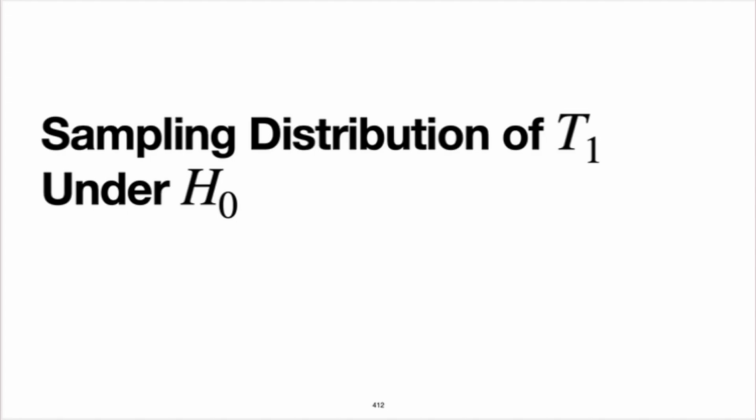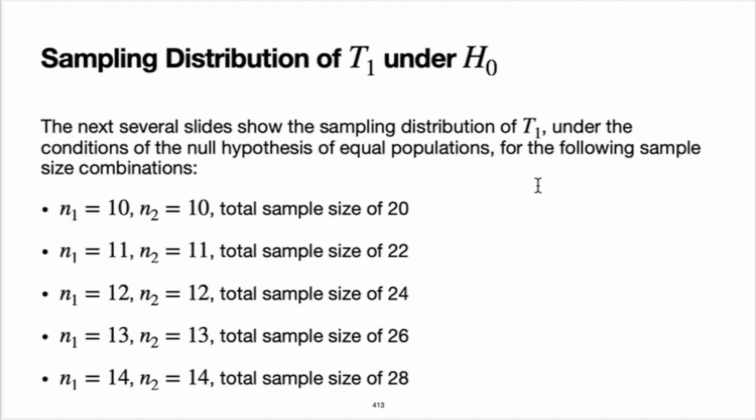where we had a total sample size of 10 with an even split, and then a total sample size of 18 with not quite, almost but not quite an even split. We had 8 in one and 10 in the other. But let's look at a few examples where we've got even splits, equal sample sizes, for sample sizes from 20 up to 28. And so we'll look at the total sample size of 20, 22, 24, 26, and 28.